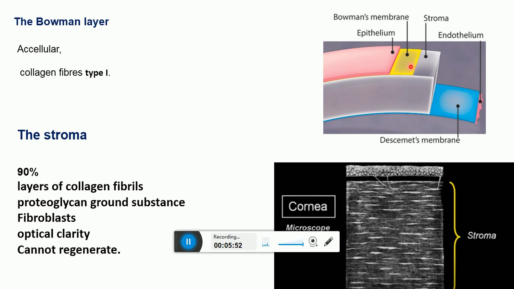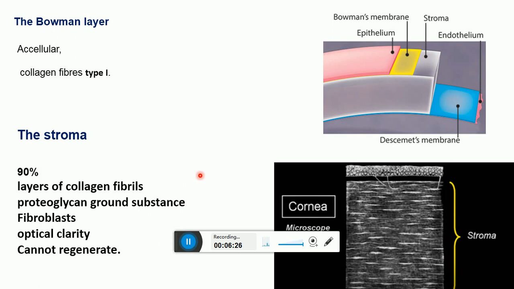Though the collagen fibers are finer than those found in the corneal stroma and randomly arranged, these collagen fibers are continuous with those of the anterior stroma. That's why many authors consider it a modified region of the anterior stroma. Because of the compact arrangement of collagen fibers, it is comparatively resistant to trauma. However, once destroyed, it cannot be regenerated. Bowman's membrane is not a basement membrane like Descemet's membrane. Next is the corneal stroma.